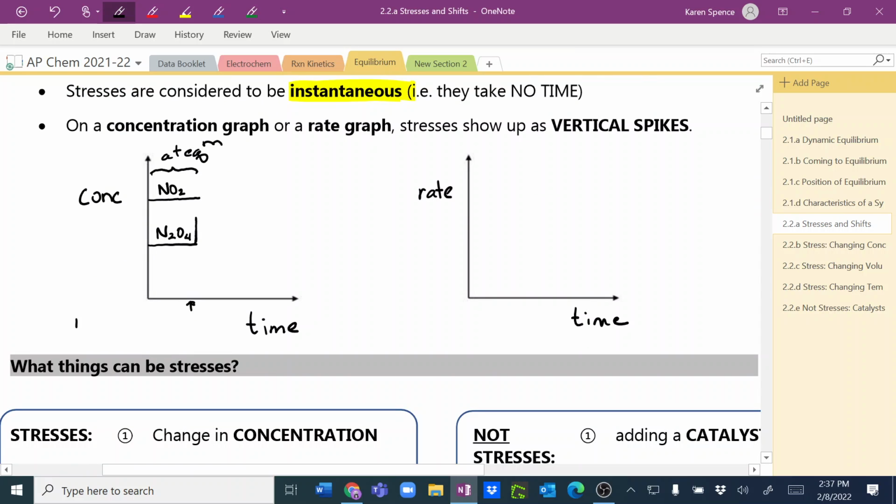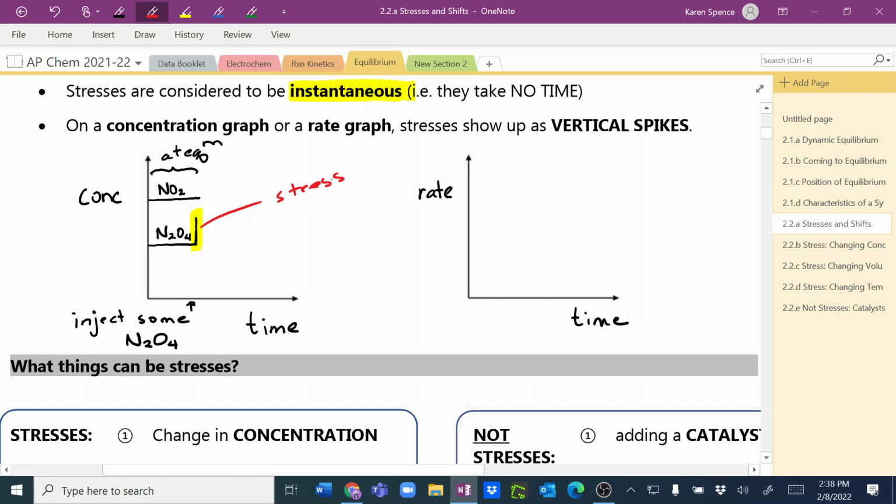I inject some N2O4 into the system. You don't have to worry about how we do that, okay? You can imagine there's a little valve or whatever. It doesn't really matter. Somehow or other, I managed to get some extra N2O4 into the system. This right here is the stress, and it is instantaneous. It takes no time, so that's why it's vertical.